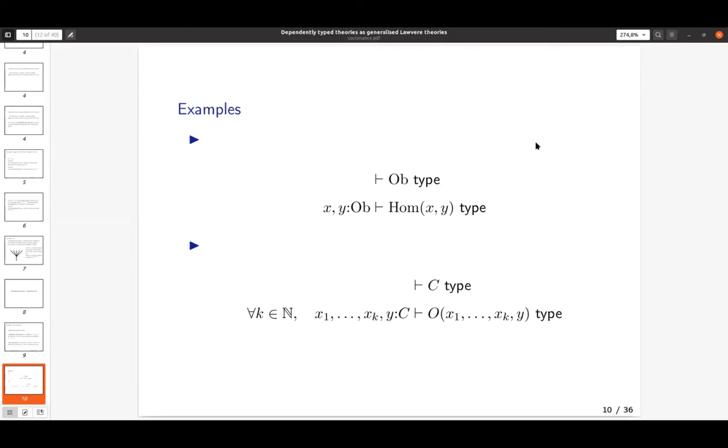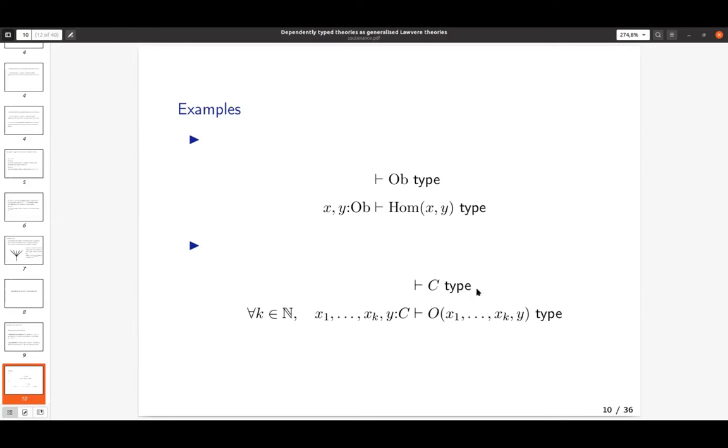Okay, so here are a couple of examples, which is always better than looking at definitions. So here's a simple one. It's a signature such that S0 has a single type. So ob is a type. And here you have a context, the only context over the empty signature. And S1 has a single type as well, hom, which is typed over the context which has two variables of type ob.